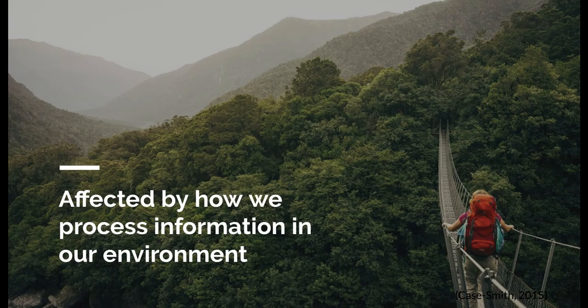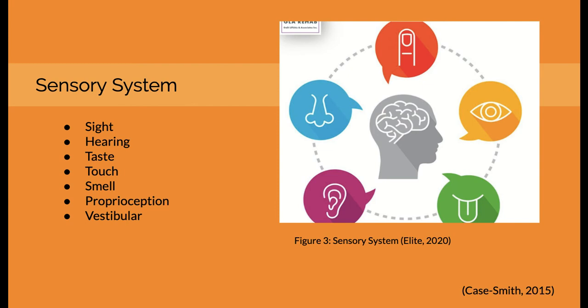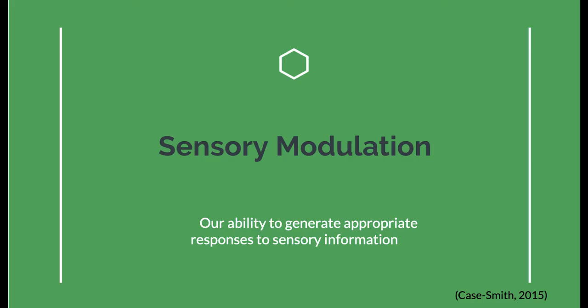Additionally, self-regulation can be affected by our ability to process sensory information in our environment. Sensory processing refers to how the brain receives, organizes, and responds to information received from our senses. Our senses include what we see, hear, touch, smell, taste, how we move, and where our bodies are in space. Our ability to generate appropriate responses to sensory information is referred to as sensory modulation.